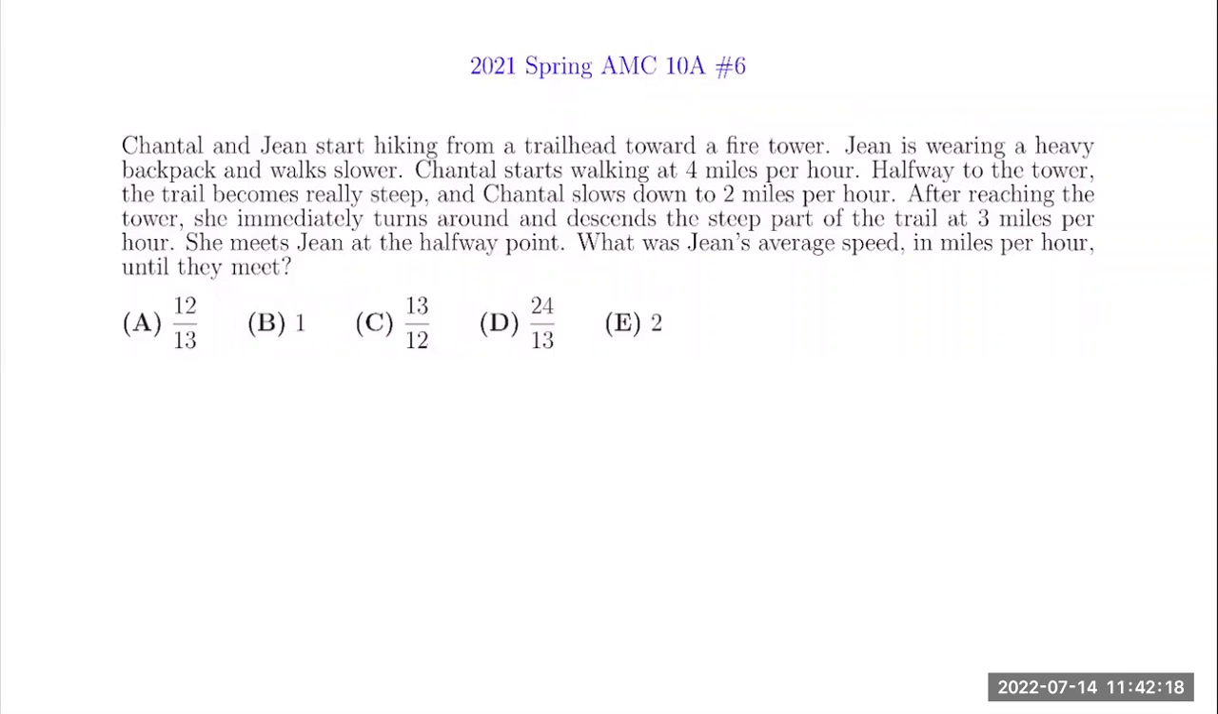Chantal and Jean start hiking from a trailhead towards a fire tower. Jean is wearing a heavy backpack and walks slower. Chantal starts walking at 4 miles per hour. Halfway to the tower, the trail becomes really steep, and Chantal slows down to 2 miles per hour.